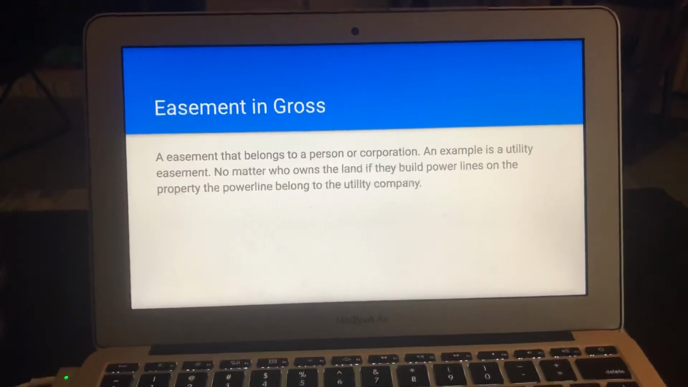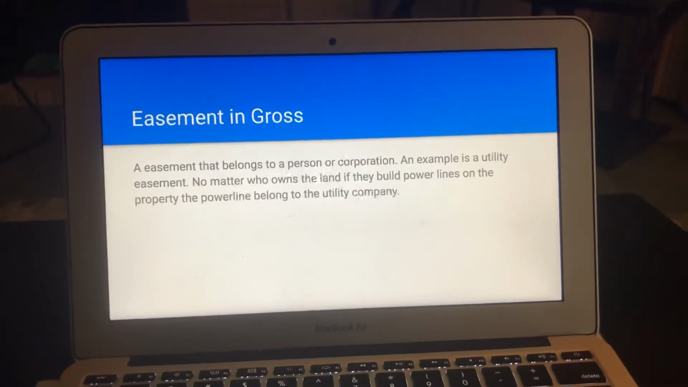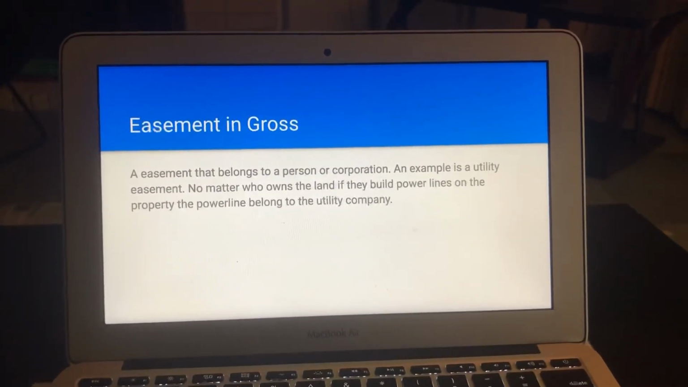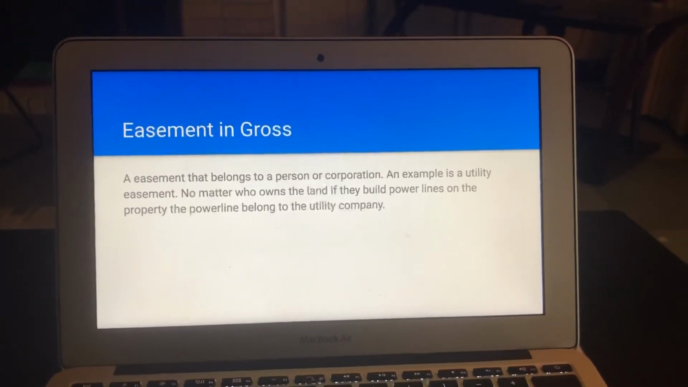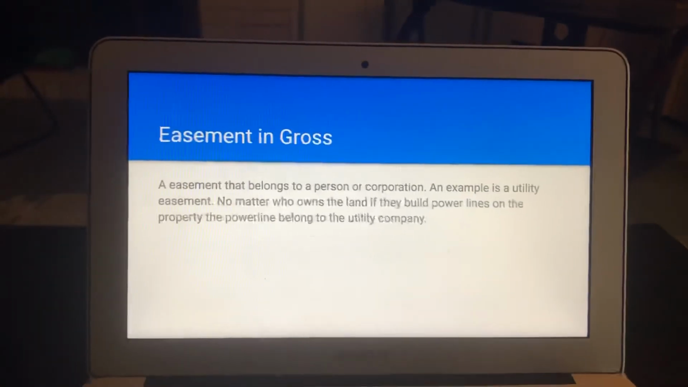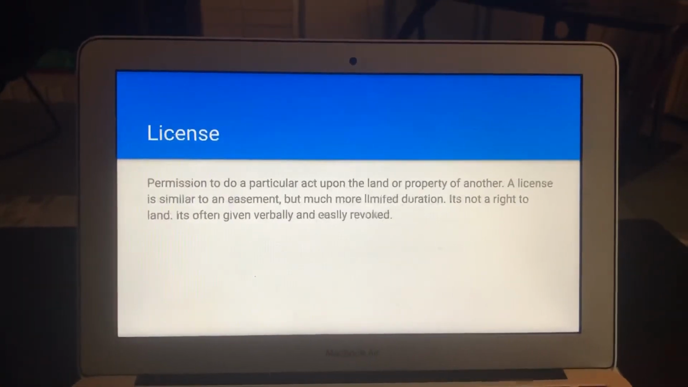Easement in gross. An easement that belongs to a person or a corporation. An example is a utility easement. No matter who owns the land, if they build power lines on the property, the power lines belong to the utility company. That's an easement in gross.